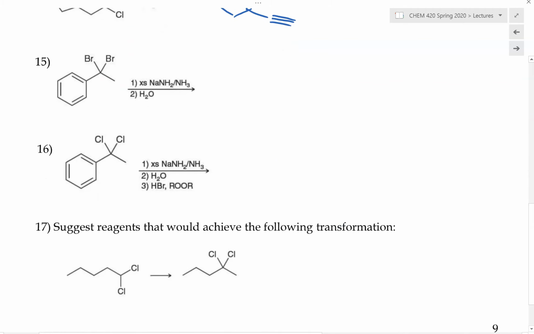And now let's try this example right here. In this case, we do the same thing. Again, we have a geminal dibromide right here, and when we treat this with a strong base followed by water workup, we'll be able to make this product right here. So that will be the product of this reaction.